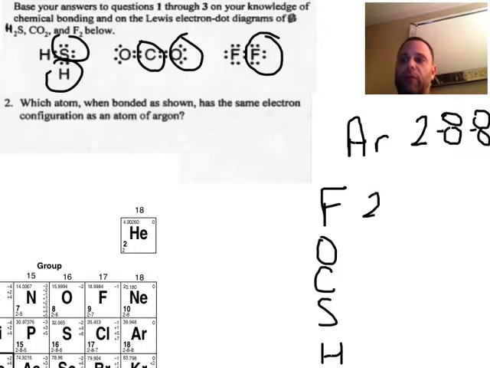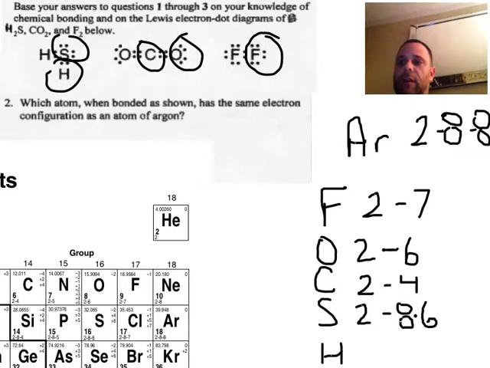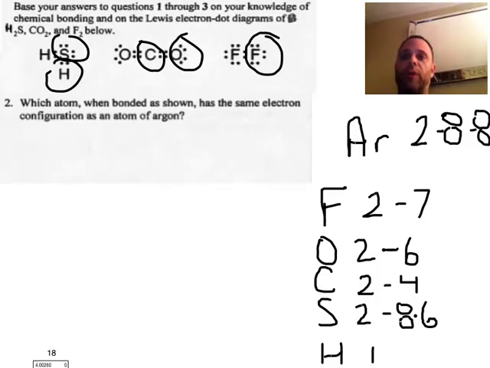So fluorine is 2,7. Oxygen is 2,6. Carbon. Oh, we didn't find carbon yet. There it is. Carbon is 2,4. Sulfur is 2,8,6. And hydrogen is just 1. So again, the question is, which atom, when bonded as shown, has the same electron configuration as argon?